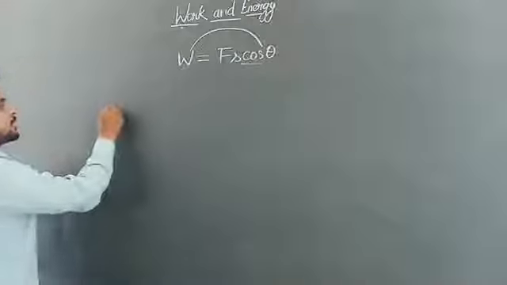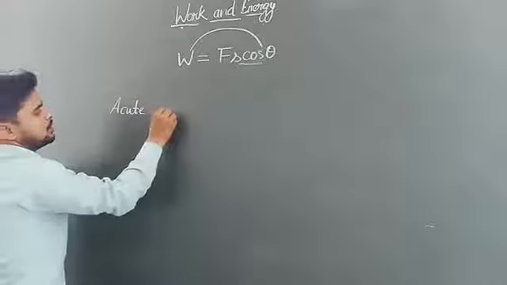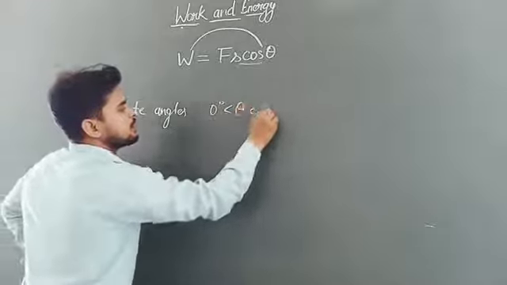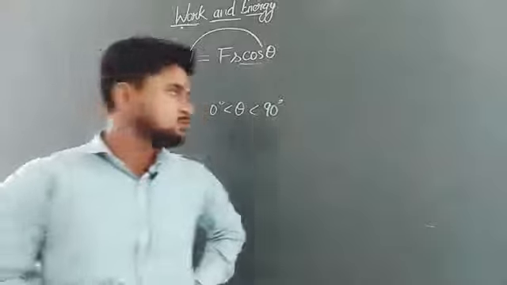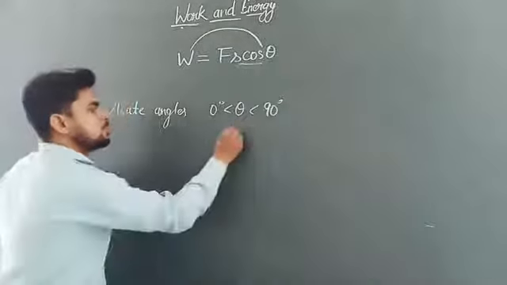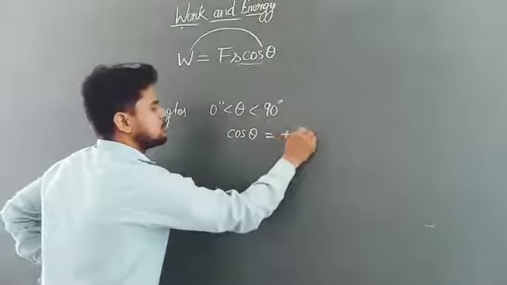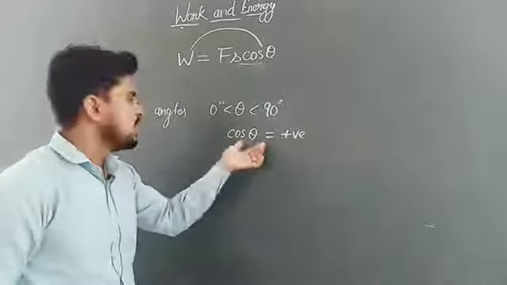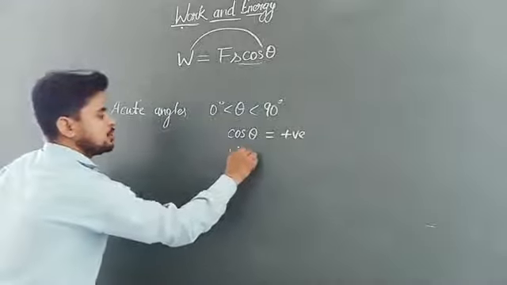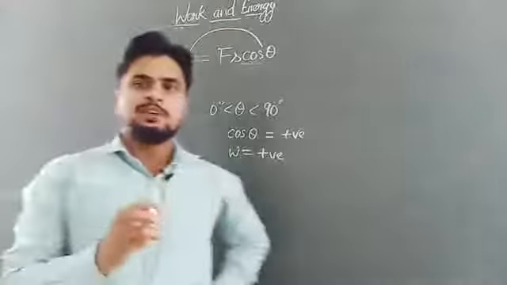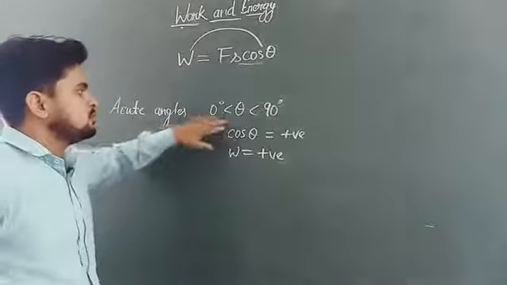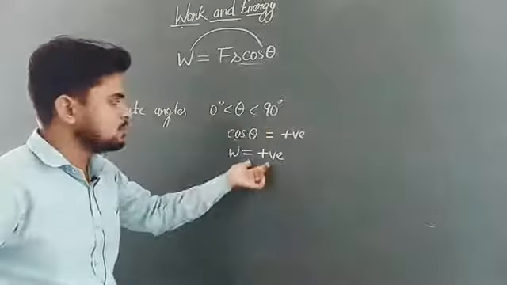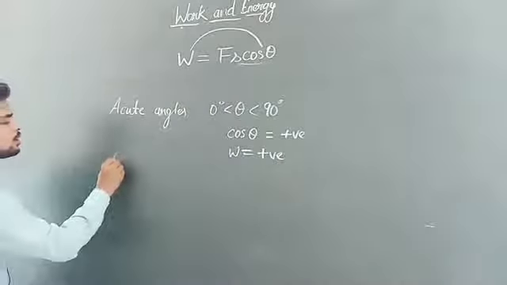Now see, for acute angles. Acute angles, you know, when the angle is greater than 0 degree but less than 90 degree, then these angles are said to be acute angles. So for theta greater than 0 degree but less than 90 degree, cos of theta is positive. And if cos theta is positive, then work done will also be positive. So we can define positive work as when the angle between the force vector and displacement is greater than 0 degree but less than 90 degree, then the work done is said to be positive. Now let us see what happens for obtuse angles.